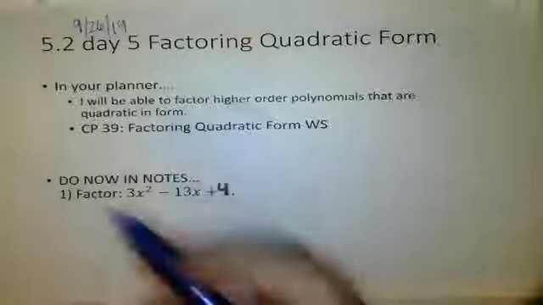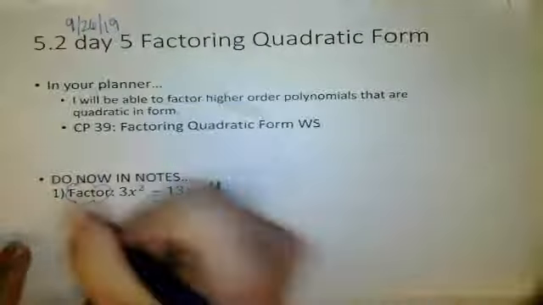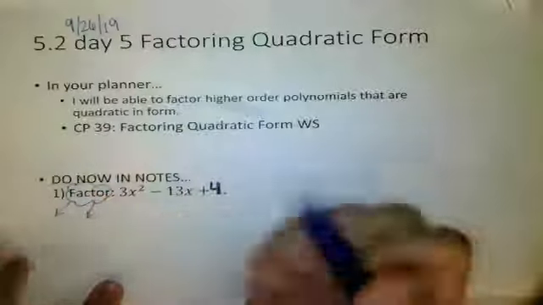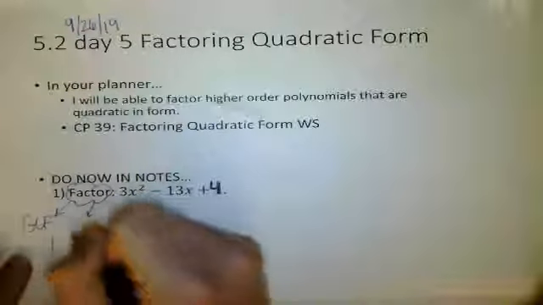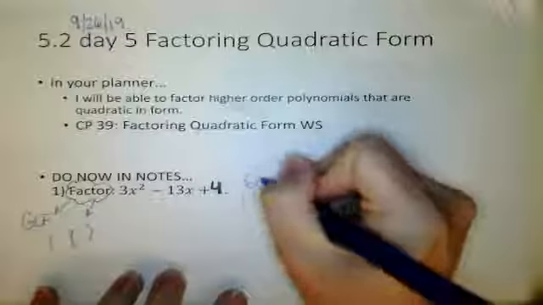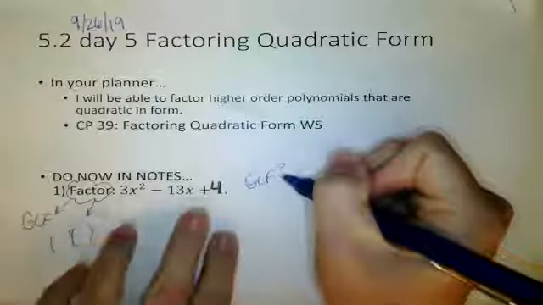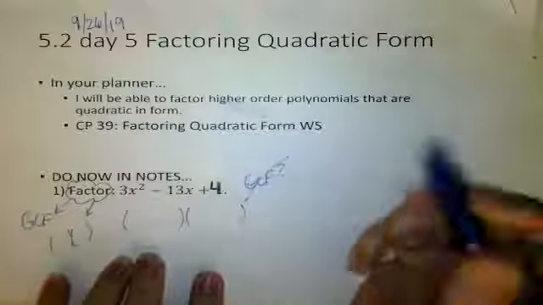So factor. First of all, what does factor mean? When you see the word factor, what two things are you thinking about? GCF and double bubble. Okay, those two things. When you see the word factor, you must go directly to GCF, double bubble. So first of all, is there a GCF here? No, so we're going to go right to double bubble.